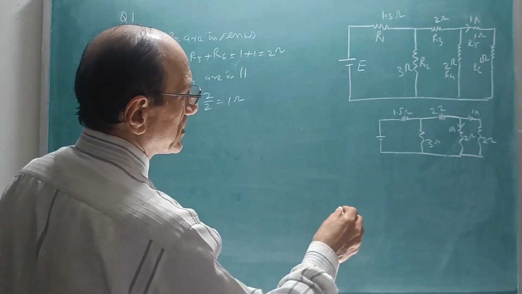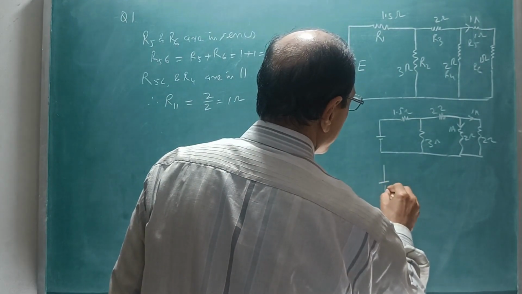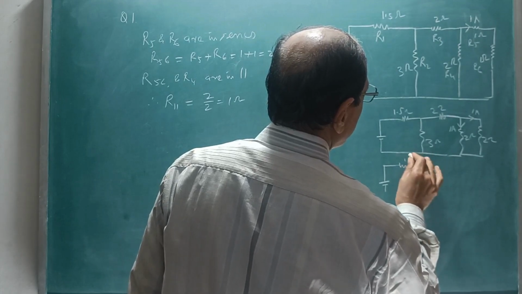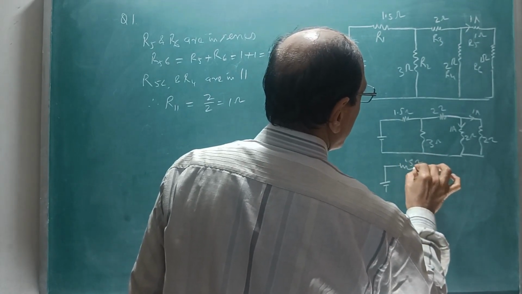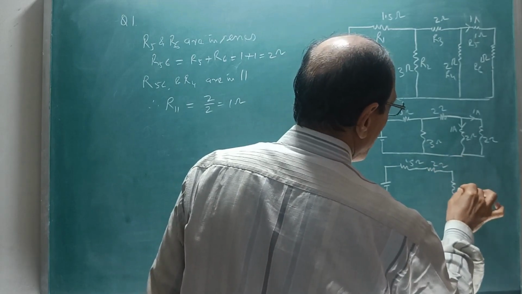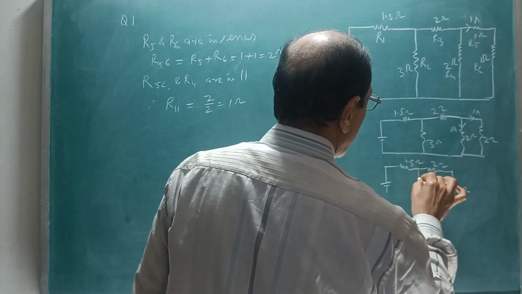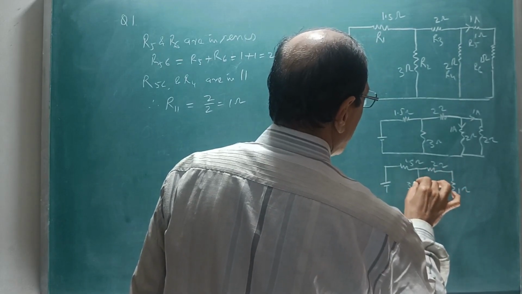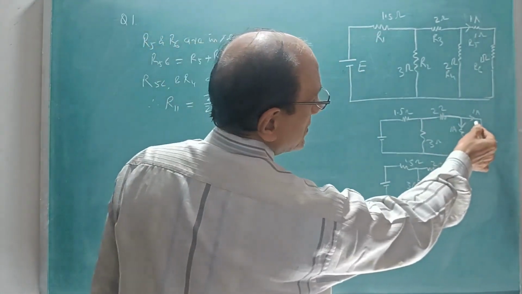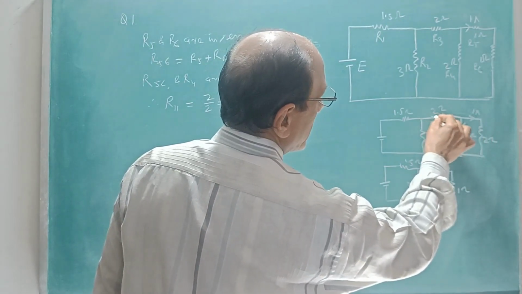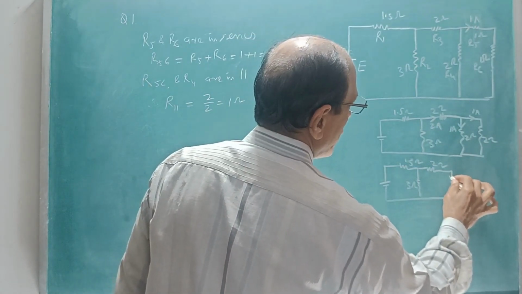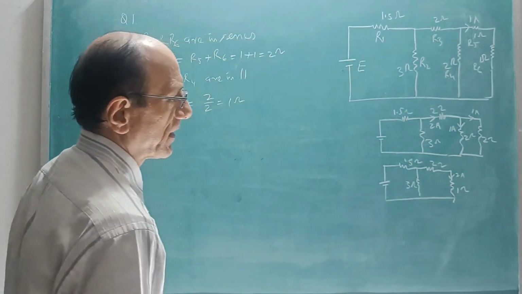And now the equivalent circuit will become 1.5 ohm. This will be 2 ohm and here we'll have 1 ohm and this is 3 ohm. So this will be the next circuit. Since this is 1 ampere, this is 1 ampere, so here it will be 2 ampere. So that means here it is 2 ampere current.